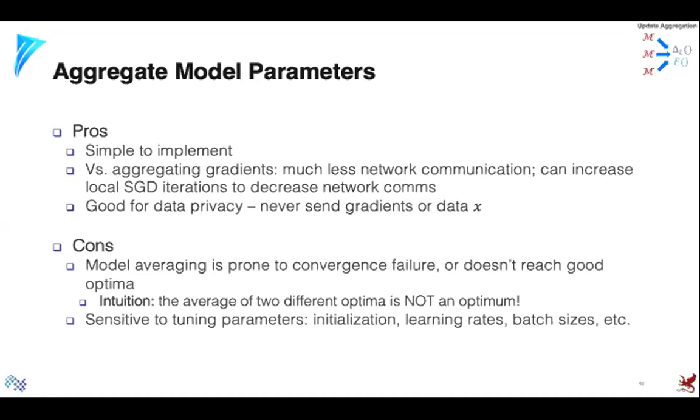It is, in many cases, too good to be true, because if different devices reach different local optima, a little bit of common sense would tell you that the average of two optima is not an optimum. It's probably a trough or a peak. So that's something you have to be really careful about. And these techniques of averaging model parameters will be very sensitive to initialization, learning rates, and batch sizes.